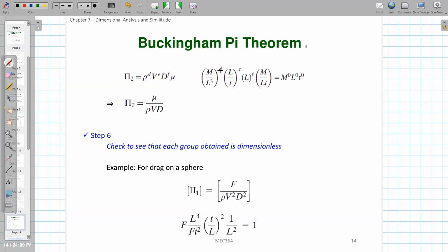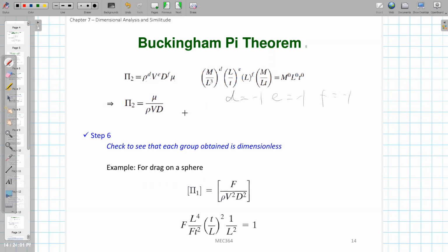And again, you're just equating the exponential terms for each of M, L, and t, so that they make it equal to 0 on the left hand side, right hand side should be 0. You can solve for what these d, e, f values will be. Again, 3 equations for 3 unknowns. And after you find the d, e, f values, you will find that d will be what? d will be minus 1, e will be minus 1, and f is also minus 1. Right? You substitute your result here. You find your pi 2 will be mu over rho V D.